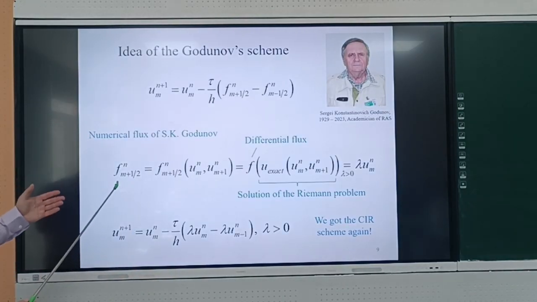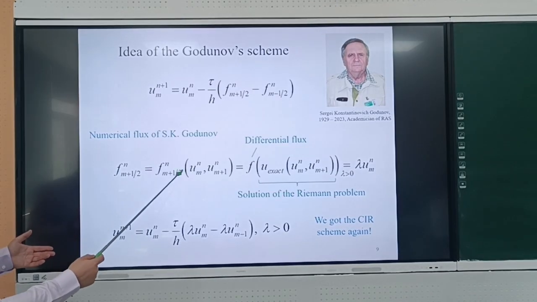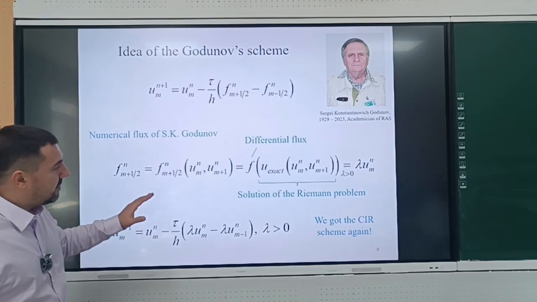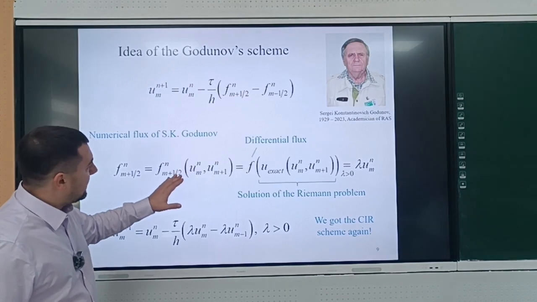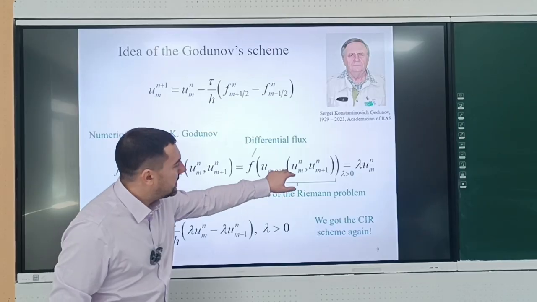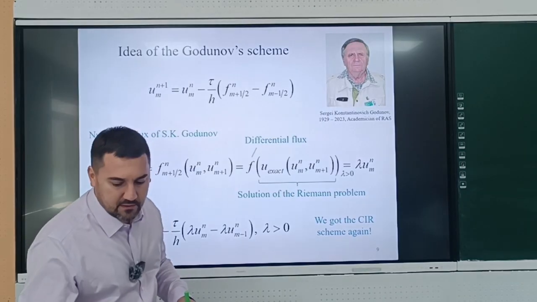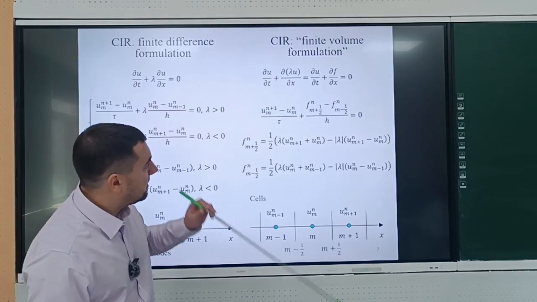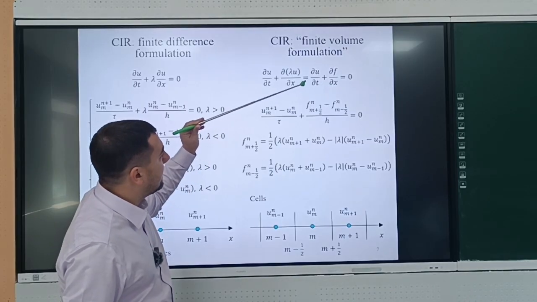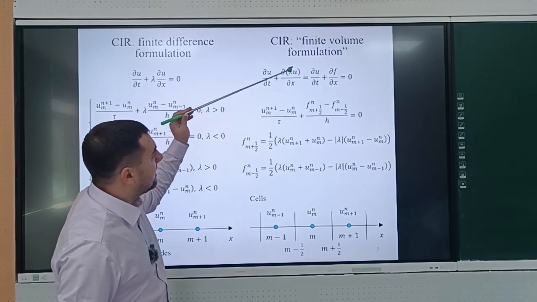So what's the idea? We need to compute our numerical flux, and the numerical flux depends on the parameters to the left and to the right. The idea is as follows: let's compute the exact solution of our Riemann problem for these two states, and then put this exact solution into the flux. This is just the flux, or differential flux. For the linear advection equation it is lambda u. We don't know u yet.